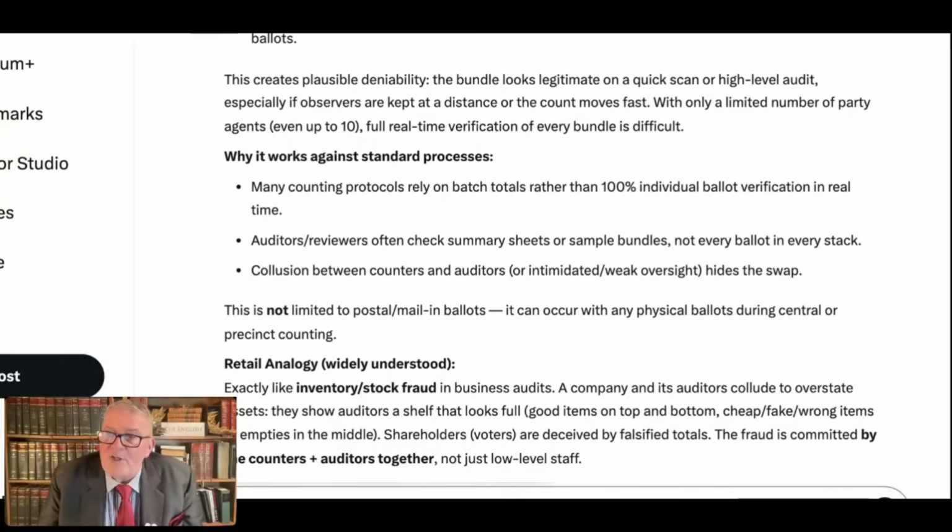Auditors, reviewers often check summary sheets or sample bundles, not every ballot and every stack. Collusion between counters and auditors, or intimidated, weak oversight. So what they do is try and intimidate you. Labour will get all their people in there as if they own the count, or Conservative will get in, out of my way, as if you're some sort of scum. This is where you need to train people, and preferably people that are already auditors and understand.